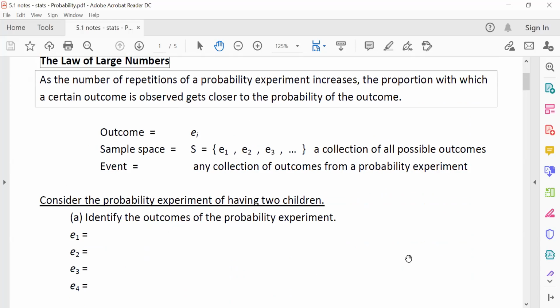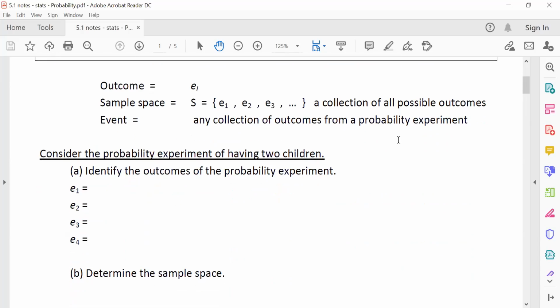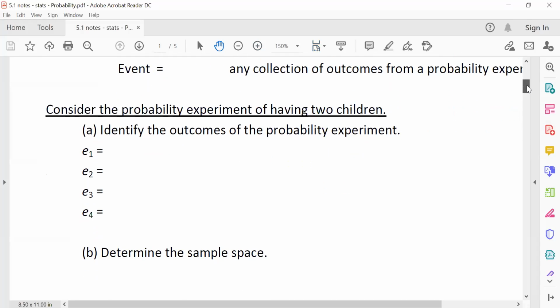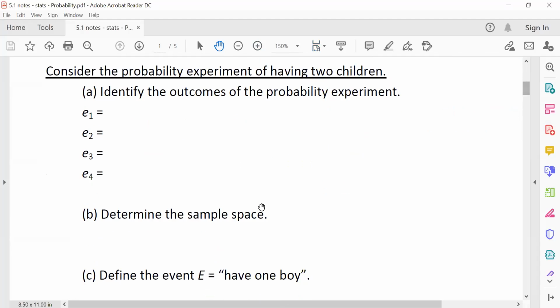Okay, so I won't go into uber detail about the law of large numbers. This is kind of a very basic understanding of the law of large numbers here. So what we're going to do is identify the different outcomes of what we'll call an experiment, the statistical process of having two children. We're going to identify these things called events. So let me show you how it works.